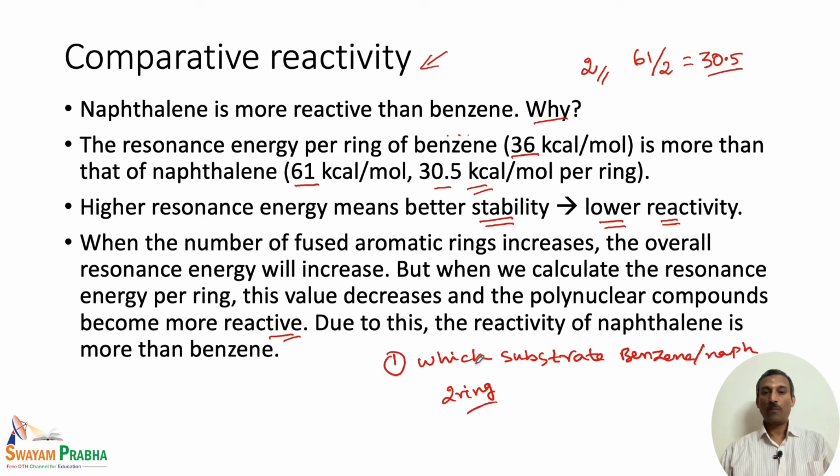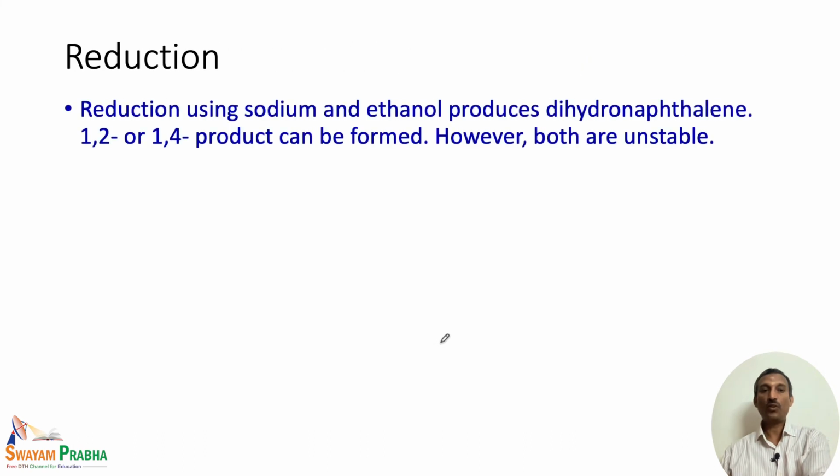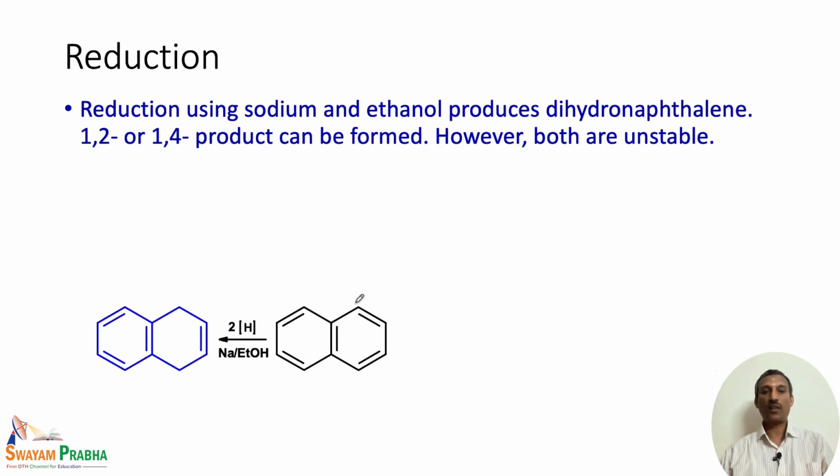So, by knowing the resonance energy and by knowing the Clar structures, it is very easy for us to understand and predict where the reaction will actually proceed. So, let us start with the various reactions of naphthalene. The first one is the reduction reaction. When naphthalene is reduced using sodium and ethanol, it produces dihydronaphthalene, that is, one of the double bonds is reduced. We can say either this double bond is reduced or this double bond is reduced.